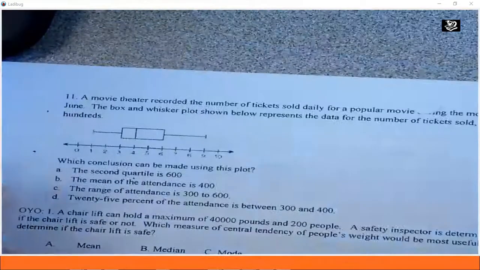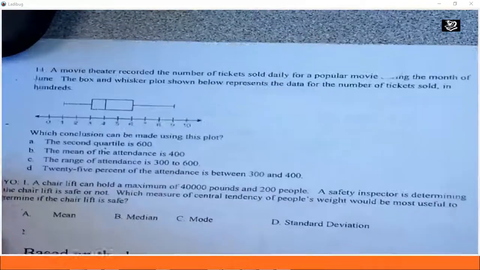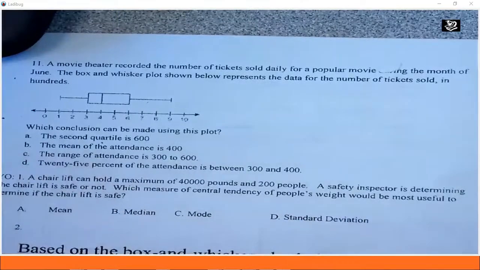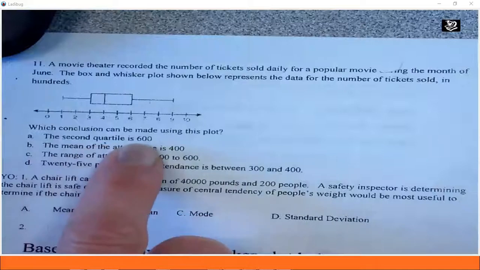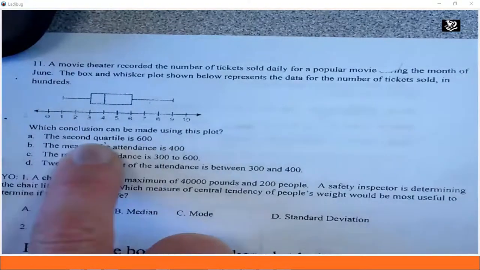All right, number 11. A movie theater recorded the number of tickets sold daily for a popular movie during the month of June. The box and whisker plot shows below the data for the number of tickets sold in hundreds. Which conclusion can be made using this box plot? All right, the second quartile is 600. Micah H, is that true? Is the second quartile at 600?